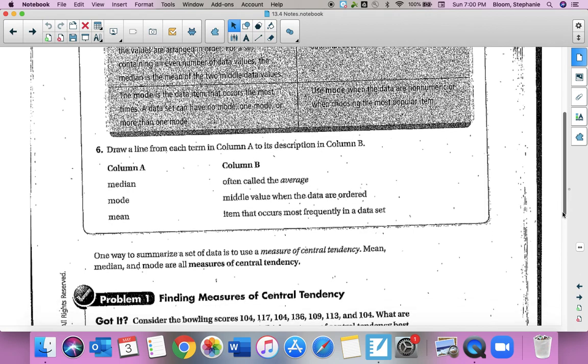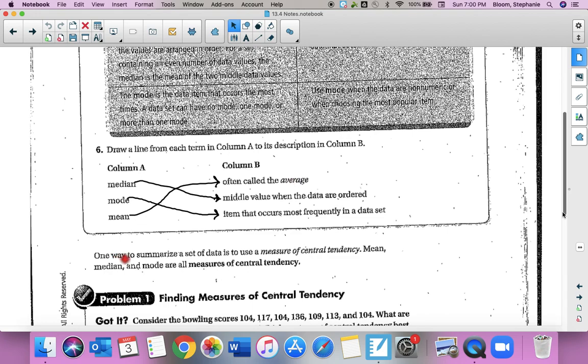So here's what we have. We're going to draw a line from column A to column B to match its term to its description. So first one, median. Remember we said median is the middle value when the data sets are ordered. Mode, the item that occurs the most frequently. And then mean is the same as average. Okay? Mean is the same as average.